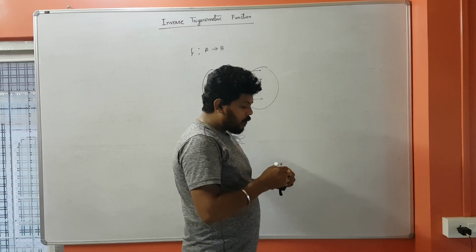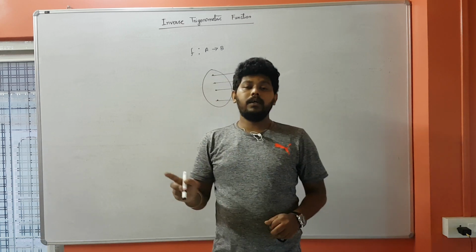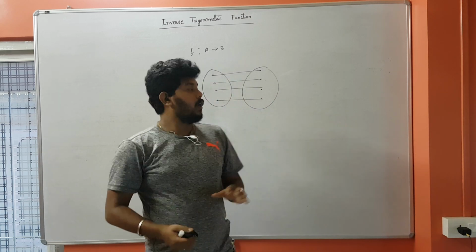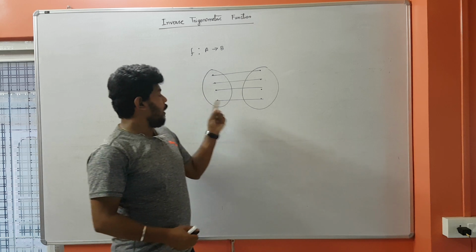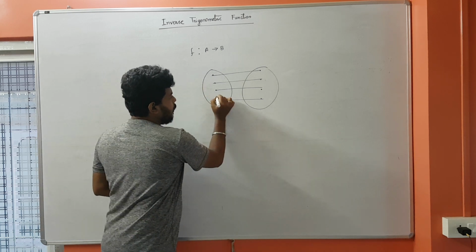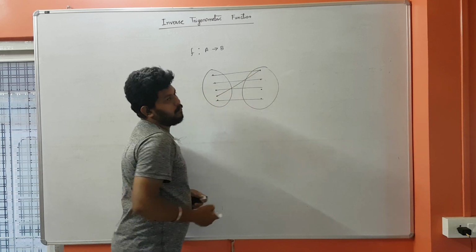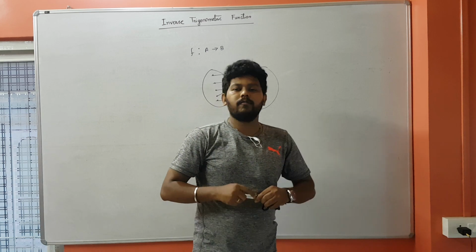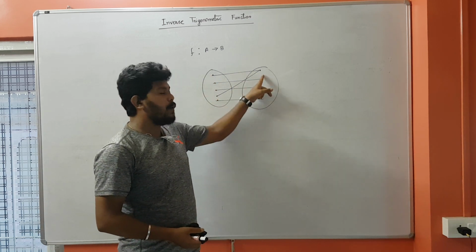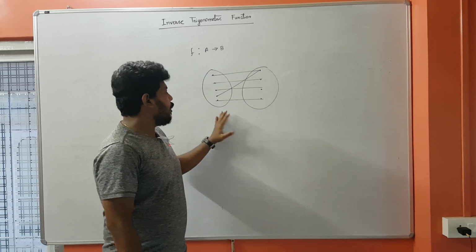And what is a many-one function? A function f such that A tends to B is said to be a many-one function if there exist at least two elements in A which have the same image in B. It is called a many-one function. More than one element of A has the same image in B. It is called a many-one function.